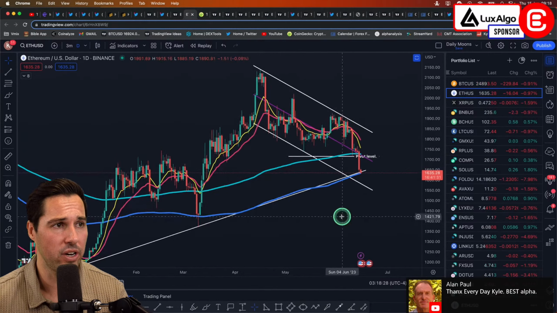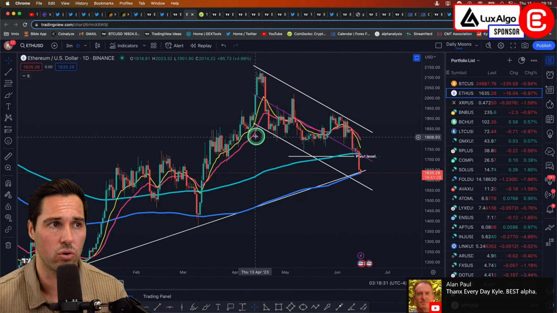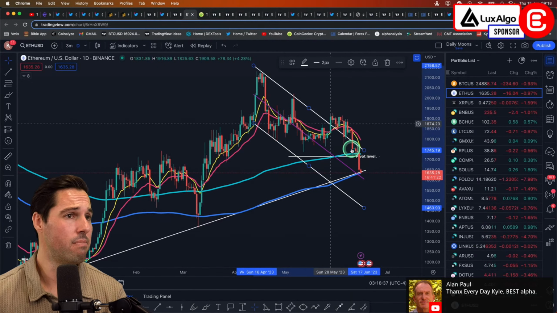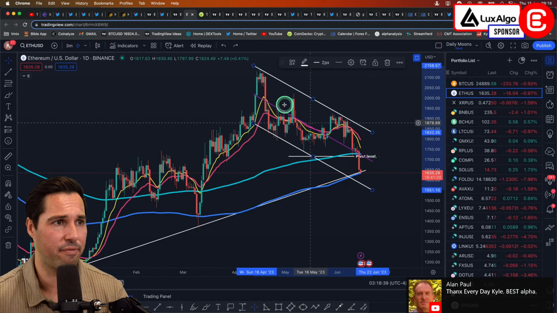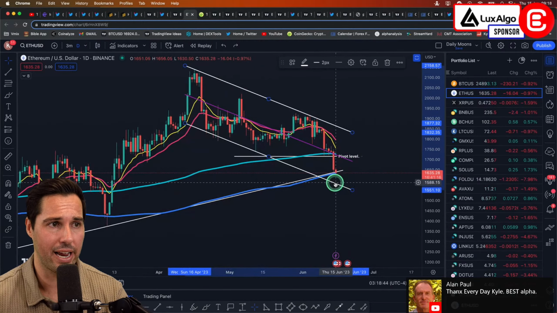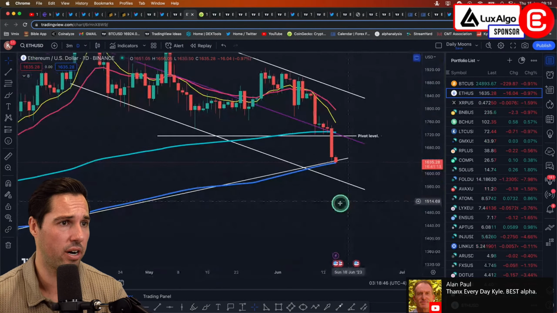So if you look on Ethereum, I did also adjust the parallel channel going towards the downside. Before, it was something like this. And I just noticed this morning, this is a line of better fit. You still have the touch points underneath. You have the touch points above. It's a good level. So let's zoom in on ETH.